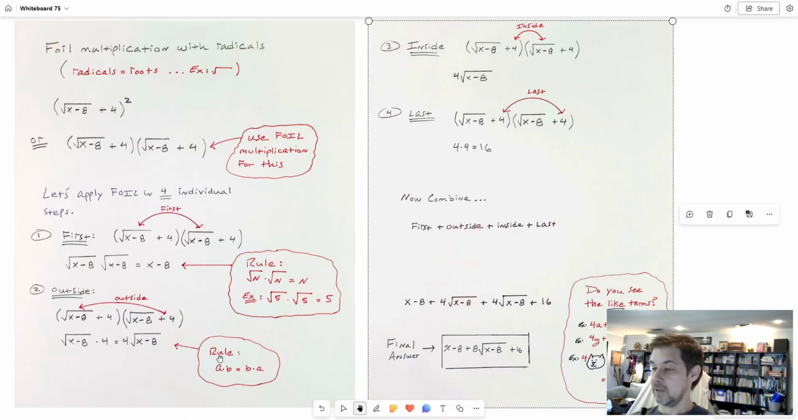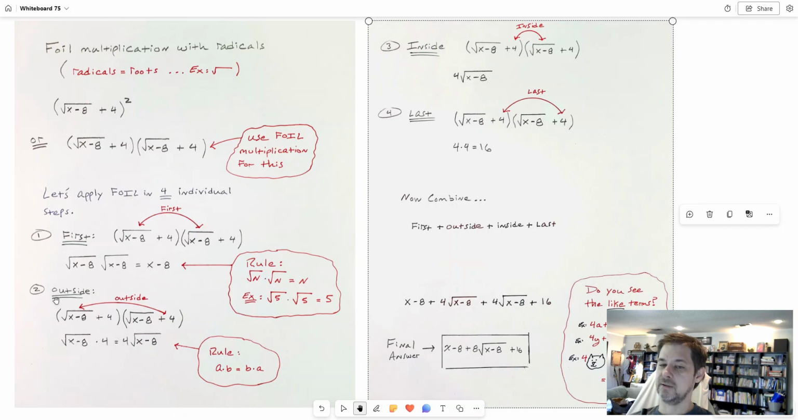There's a rule for that too. It says when you multiply a times b, you'll get the same thing if you multiply b times a. That's the way numbers work. And I know these don't look like numbers necessarily, but they are numbers because it is math. We just don't know what x is. So, for example, if I take 2 times 3, I'll get 6. If I take 3 times 2, I'll also get 6. So whether I write this as root x minus 8 times 4 or 4 times root x minus 8, it's all the same, but I think it'll be more obvious what to do if we write it like that.